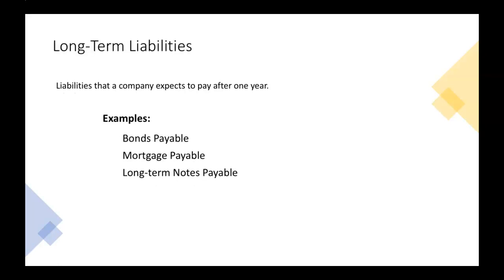Long-term liabilities, that's what they're going to pay after 1 year. So you'll notice notes payable is on this one as well. So these are notes that they're expecting to pay after a full year. Also, bonds payable and mortgage payable can show up under long-term liabilities.